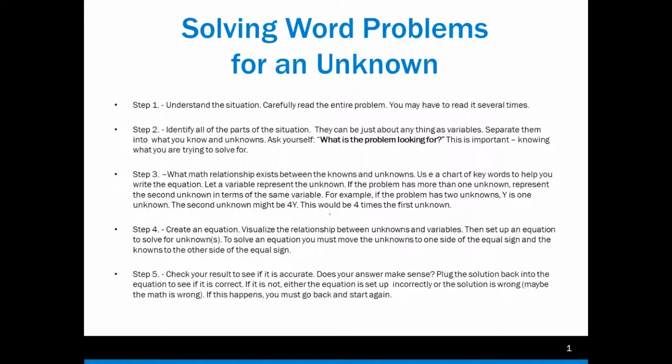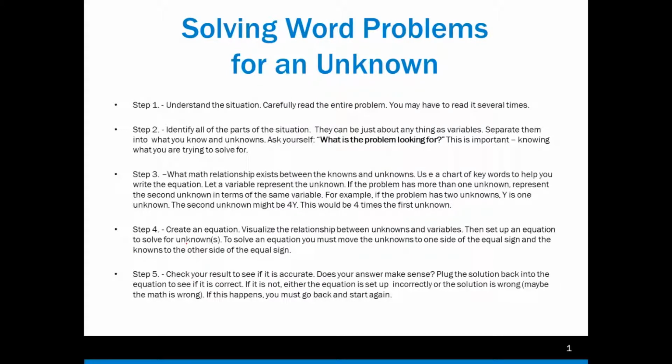Step 4, we create an equation. You visualize the relationship between unknowns and variables. Then set up an equation to solve for the unknowns. When you're solving, you put what you know on one side of the equal sign and what you don't know on the other side of the equal sign. And then solve for the unknown.